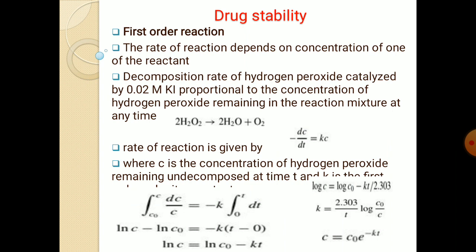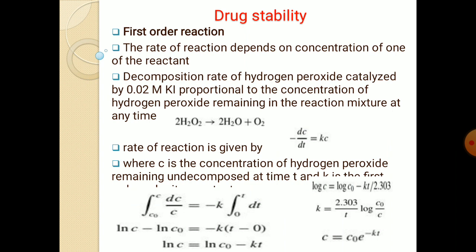Next concept is the first order reaction. Now you know the zero order rate of reaction is independent of the concentration. In case of the first order, the rate of reaction depends on the concentration of one of the reacting species. First means one, so obviously the rate of reaction depends on the concentration of one of the reacting species. So as the concentration of the reactant changes, there is a change in the rate of reaction also. So it depends on the concentration.